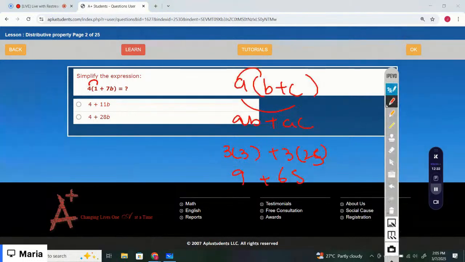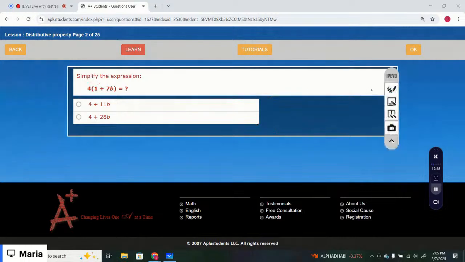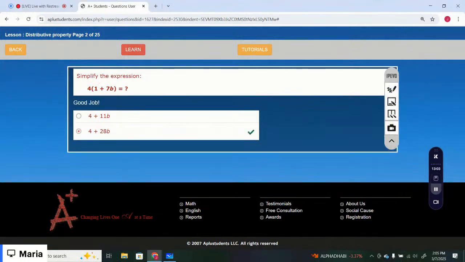Simplify the expression 4 times 1 plus 7b. So you have to do 4 times 1 and 4 times 7b. 4 times 1 is 4 and 4 times 7 is 28. So that is 4 plus 28b. Option number 2 is the correct option. 4 plus 28b is the correct option.